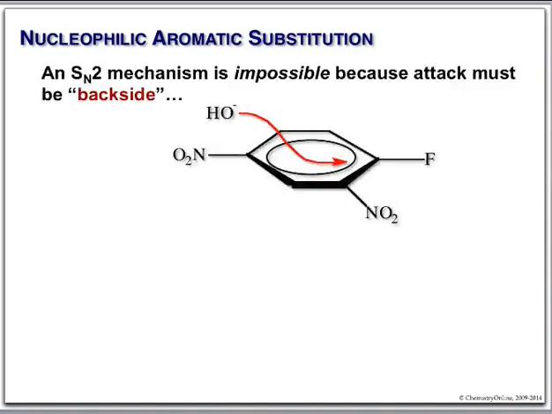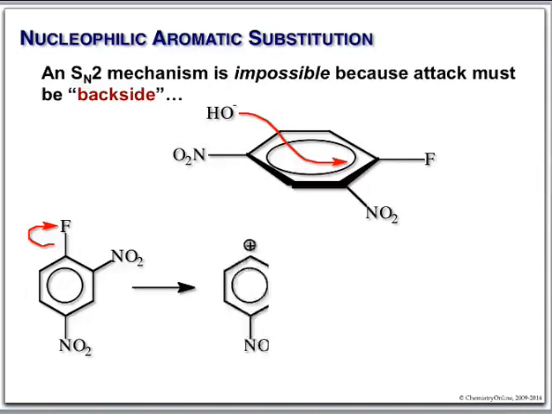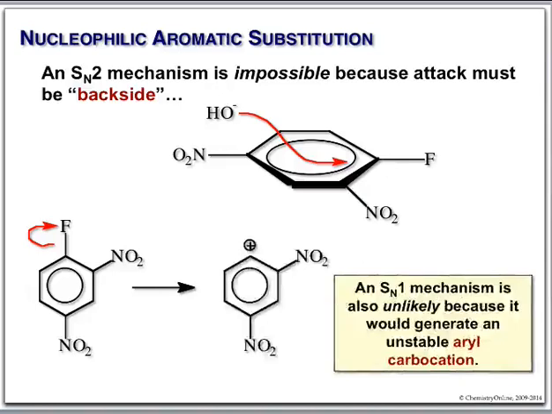Well, the other one we know about is SN1. In SN1, the leaving group leaves, and you get a carbocation. This is one of the worst carbocations you could ever imagine. Not only is it aryl, which is bad, but it's aryl with two nitro groups attached. This is a terrible carbocation. This isn't going to work.